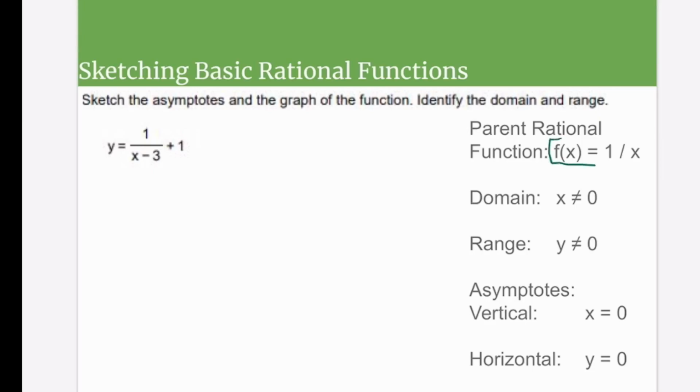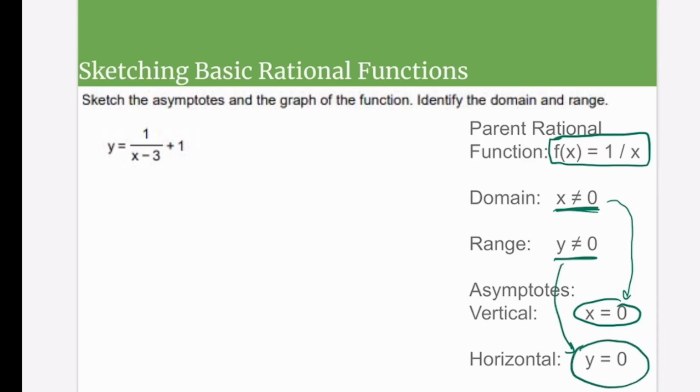A rational function, the parent function is 1 over x. The x value cannot be 0. Because of that, the range, you will never get 0 as a y value. Your domain translates into the vertical asymptote, because if x can't be 0, your asymptote shows you where it cannot touch, and your range translates into your horizontal asymptote.